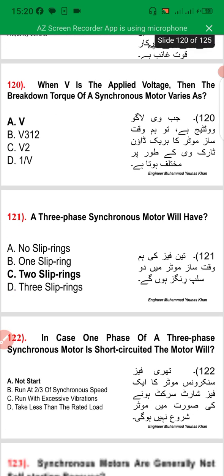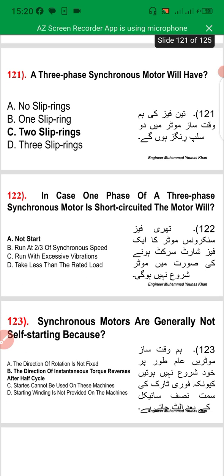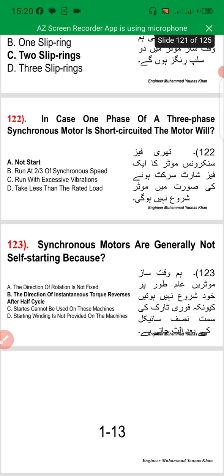When V is the applied voltage, then the breakdown torque of a synchronous motor varies as V. A three-phase synchronous motor will have two slip rings. In case one phase of a three-phase synchronous motor is short-circuited, the motor will not start. Synchronous motors are generally not self-starting because the direction of instantaneous torque reverses after half cycle.